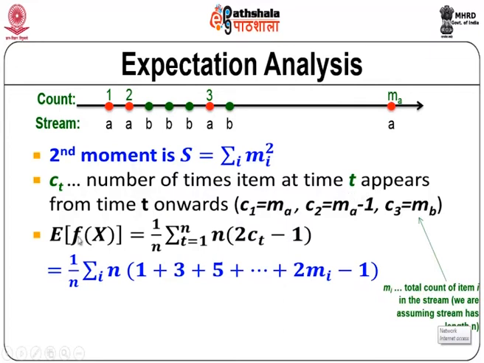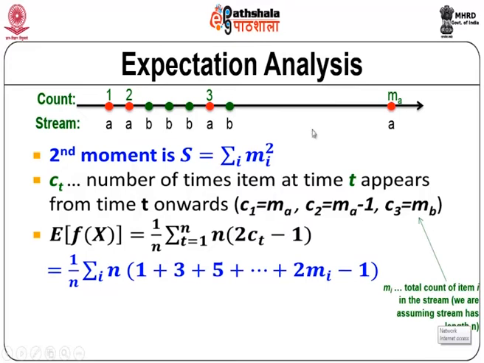Therefore, the estimate of f(x) will be equal to the average of n into (2Ct - 1), and the summation of this particular product is equal to 1 by summation of n into (1 + 3 + 5 till 2m - 1), where Ct is represented by the number of times a particular element has occurred at a specific point of time t. Here in our scenario, C3 will be equal to m_i, where m_i is the total count of an item i in the stream.